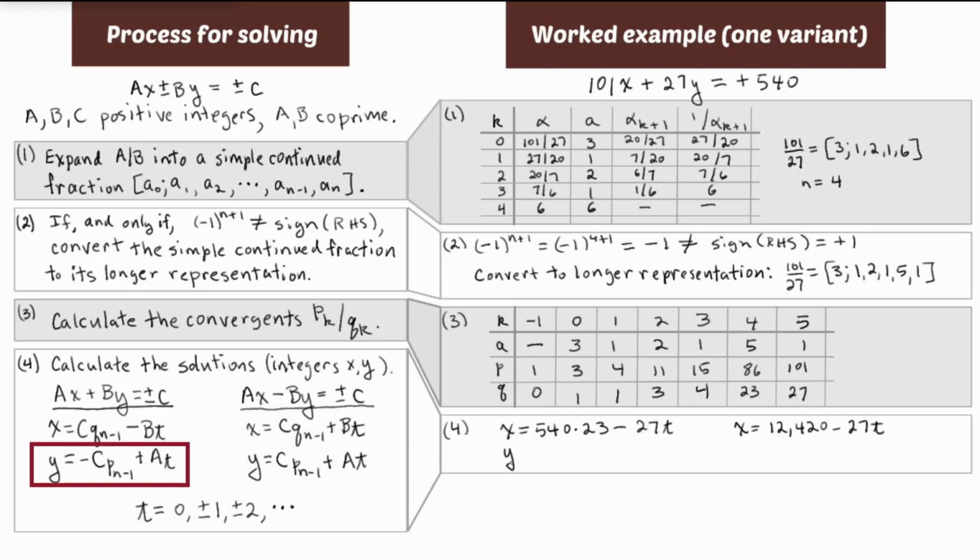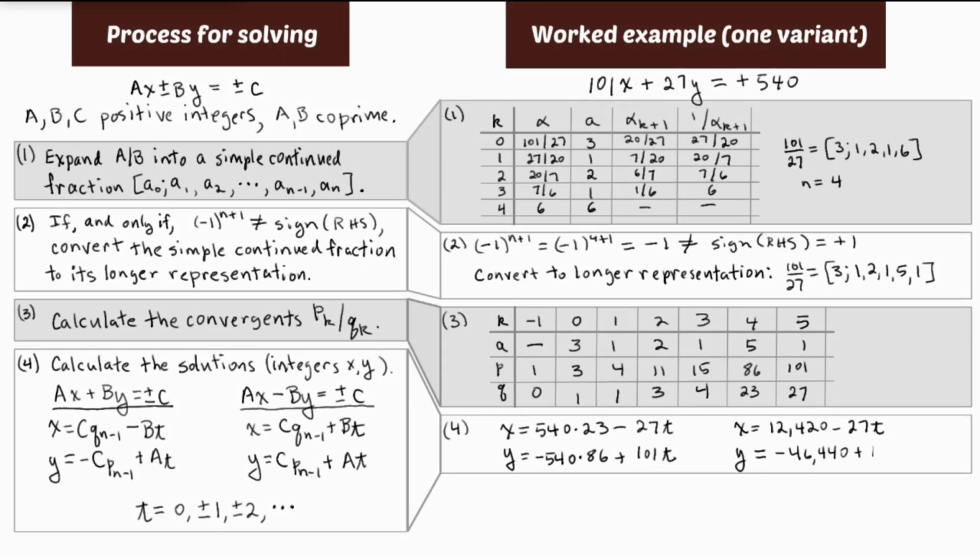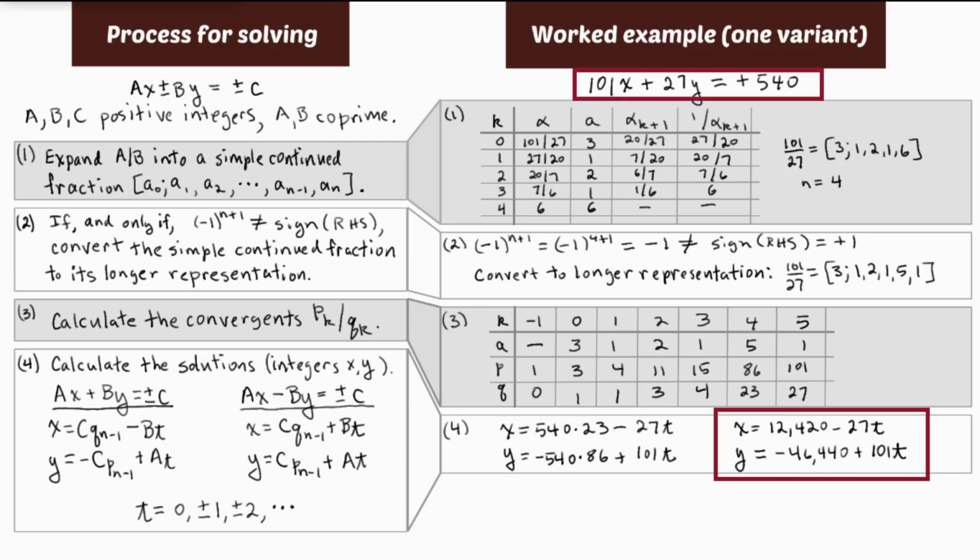And y equals minus c, so minus 540, times p sub n minus 1, which is 86, plus a times t. a is 101, so it's 101 times t. What we get is y equals negative 46,440 plus 101t. These 2 equations can be used to calculate values for x and y, which are integer solutions to this equation.